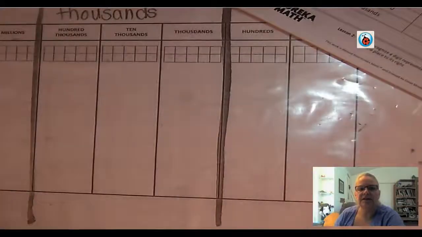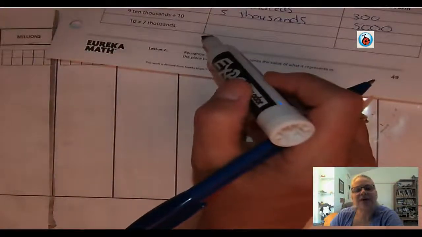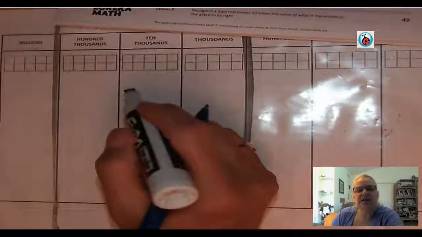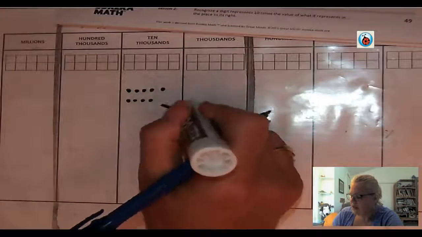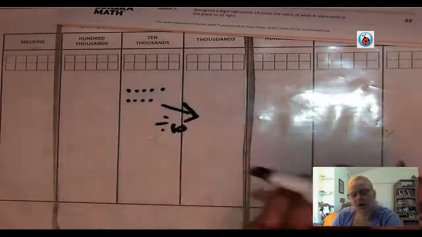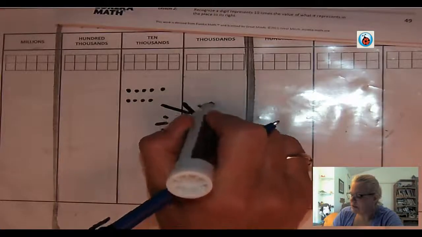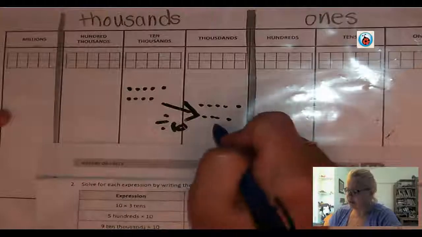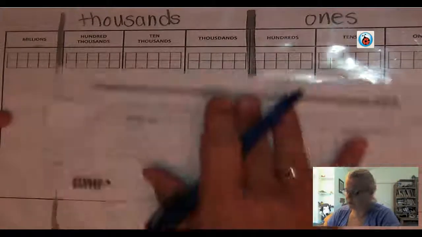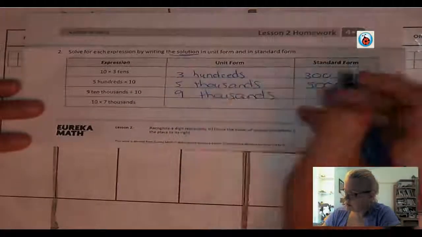So now we have 9 10,000s. So we have to go to our 10,000s column. We have 9 10,000s and we're going to divide it by 10. Okay? So 10,000. 1, 2, 3, 4, 5, 6, 7, 8, 9. Dividing it by 10 means we're going to go one place to the right. So 9 10,000s divided by 10 equals 9 thousands, or 9,000.